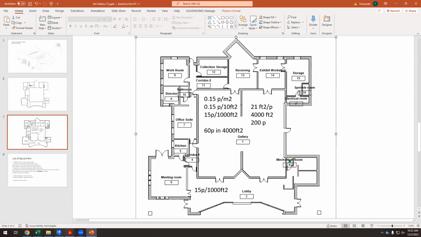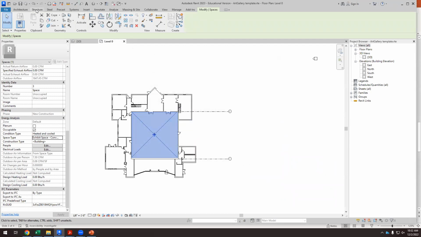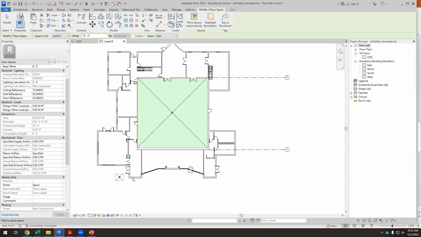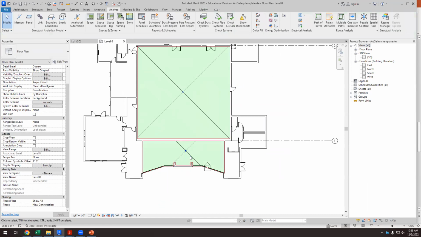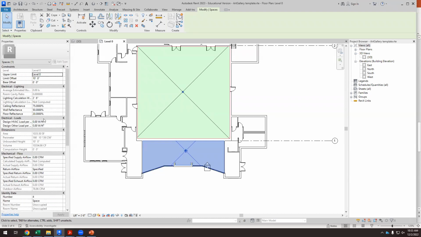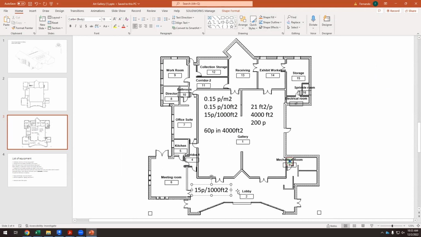Okay, and now what's the area of the lobby? I have to create another space or another room. Space here. And then if I select that space, the lobby's area is 1,035 square feet. Okay, so if my occupancy is 15 per 1,000, so I can say that here we have 20 people. Okay, it could be 15, but I'm going to use 20.